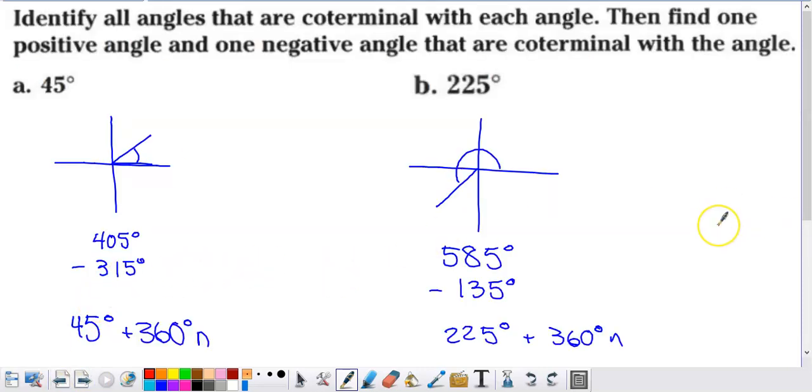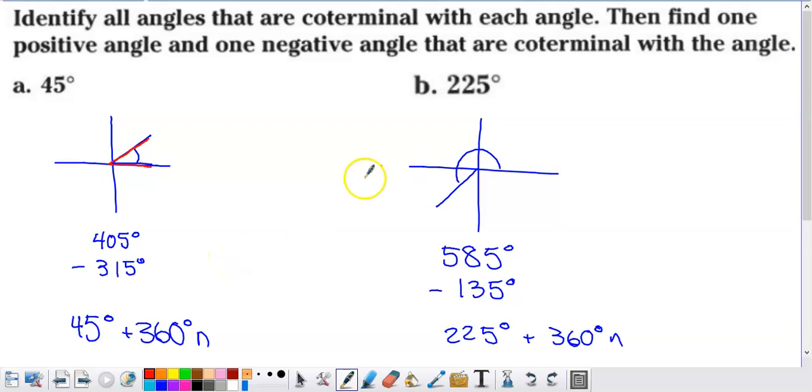So in this sequence of examples here, we're asked to do several different things. We want to identify all angles that are coterminal with each angle, then find one positive angle and one negative angle that are coterminal with the angle. So in this case, it's a 45-degree angle. What I'm going to do is start by plotting that 45-degree angle. You see I've got the positive x-axis as the initial side of the angle, and then I've got my 45-degree angle plotted up into the first quadrant there. It is a positive angle, which is why I'm working up from the x-axis, up through the positive y values first.